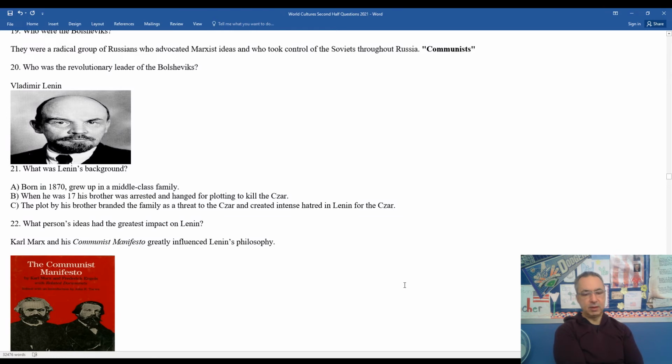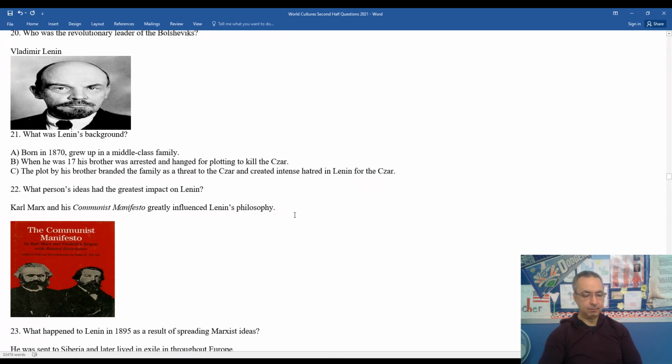What person's ideas had the greatest impact on Lenin? Well, Karl Marx, Friedrich Engels, the Communist Manifesto. You see the imagery down below. The book itself was kind of the blueprint for what Lenin was striving for in Russia.